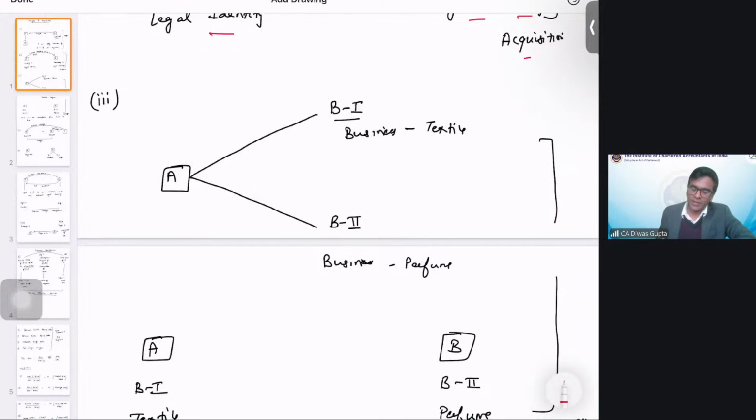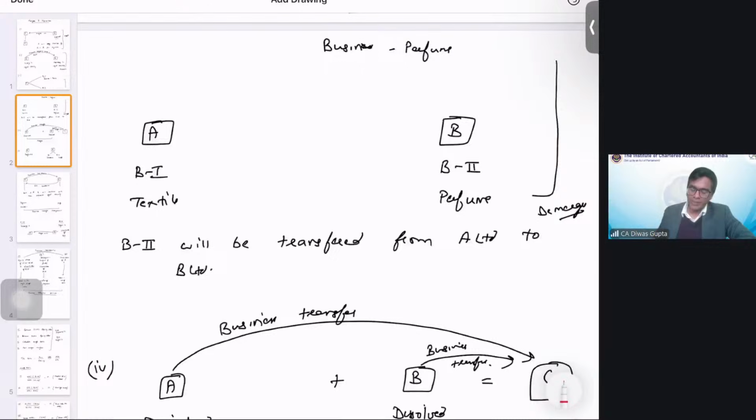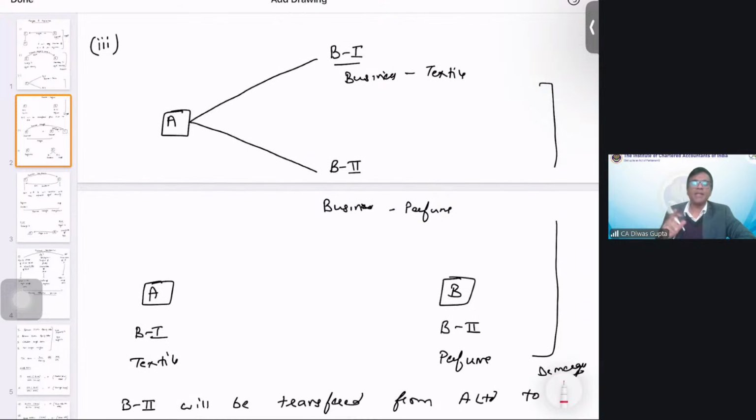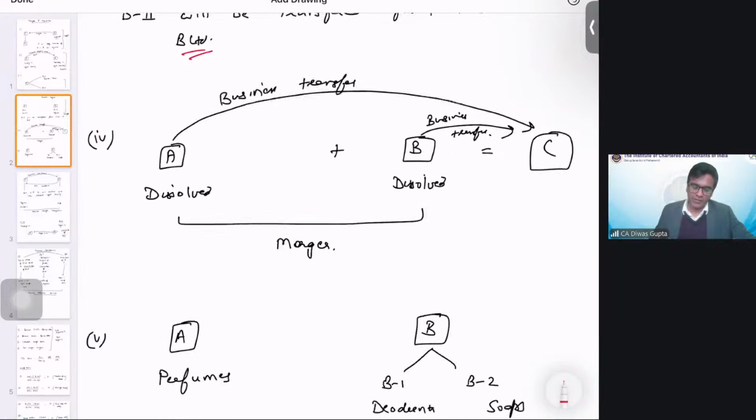The third case, students, is wherein A is having two different businesses, business one and business two. Business one is a textile business and business two is a perfume business. So what they do, they transfer one business from A Limited to B Limited. Only one part of the business is transferred. So what is happening here? There is a demerger. So the existing company's two businesses are demerged and taken up into separate companies now. Okay, from the mergers and acquisitions perspective.